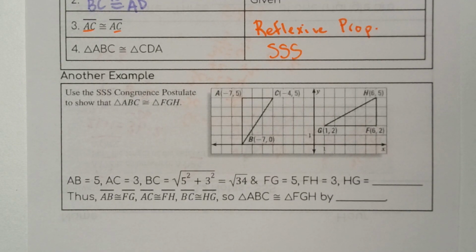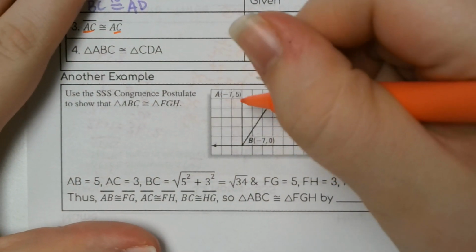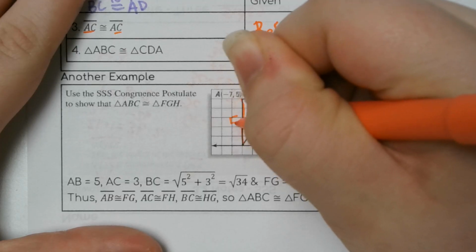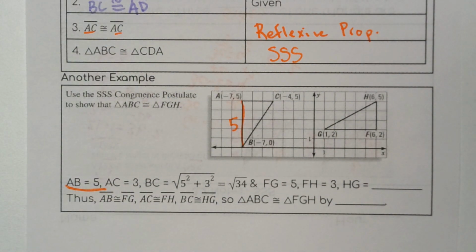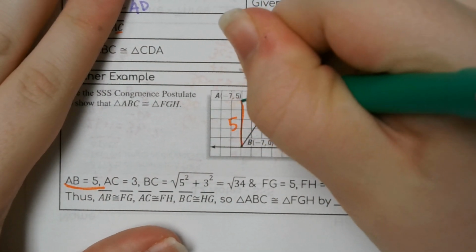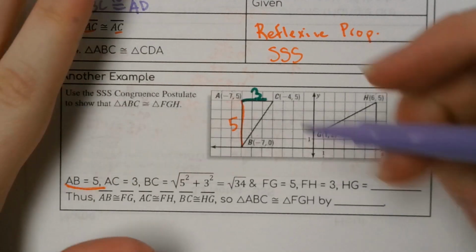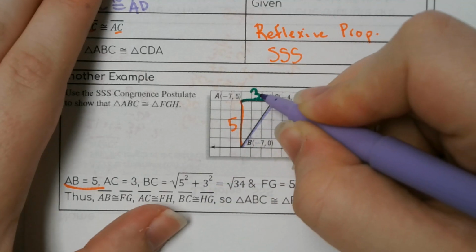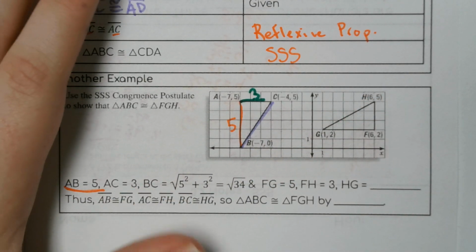All right, so here's our last example. Okay, so we're given the AB. So if we counted from A to B, that is 1, 2, 3, 4, 5 units. Okay, it gives it to us right there as well. AC is 3 units. And then BC, they calculated it using the Pythagorean theorem, where we did 5 squared plus 3 squared, because it's a right triangle, right? And we get the square root of 34.